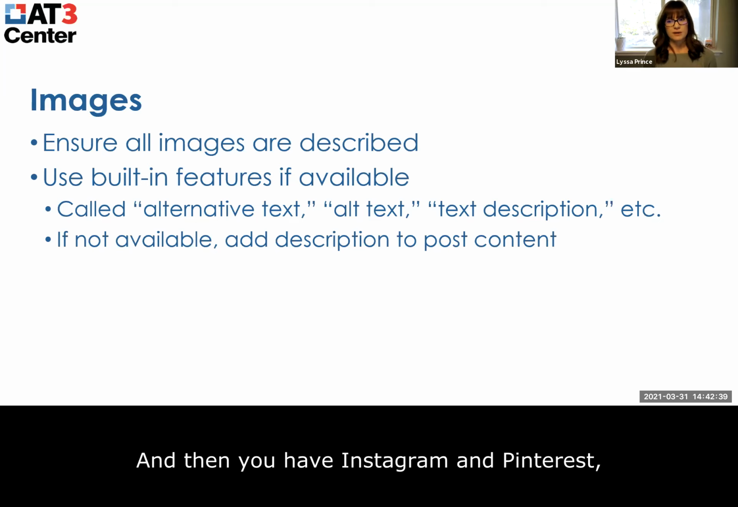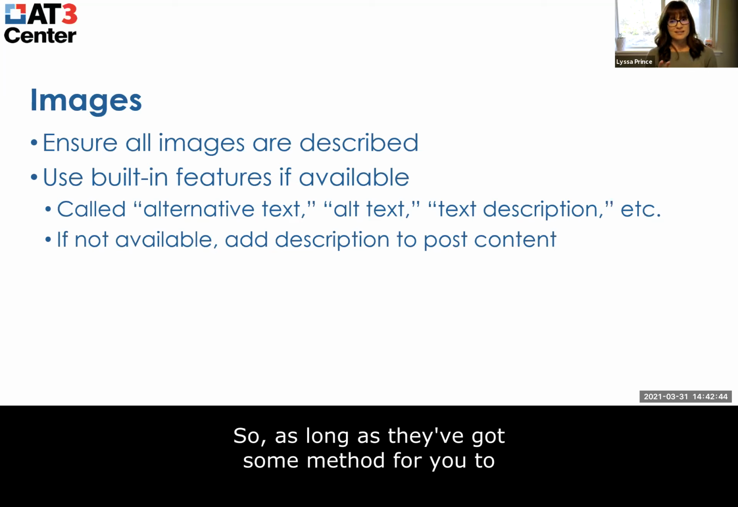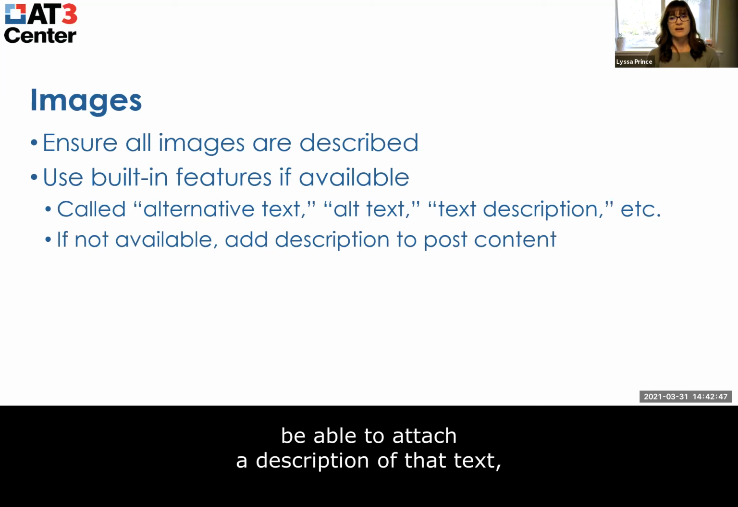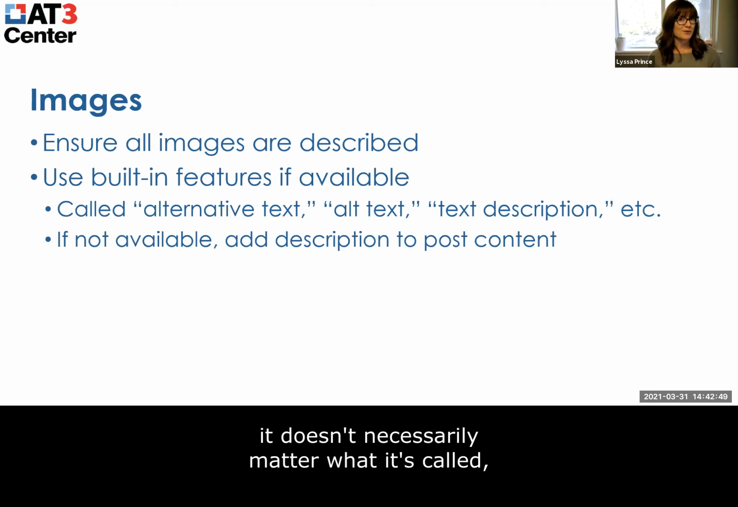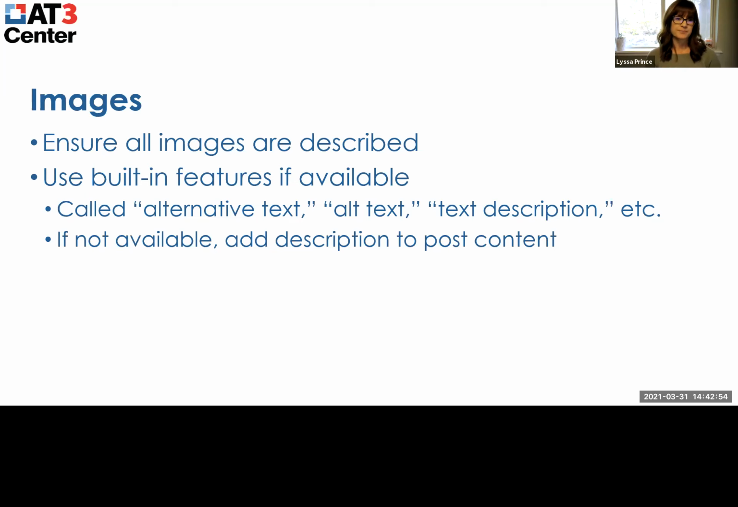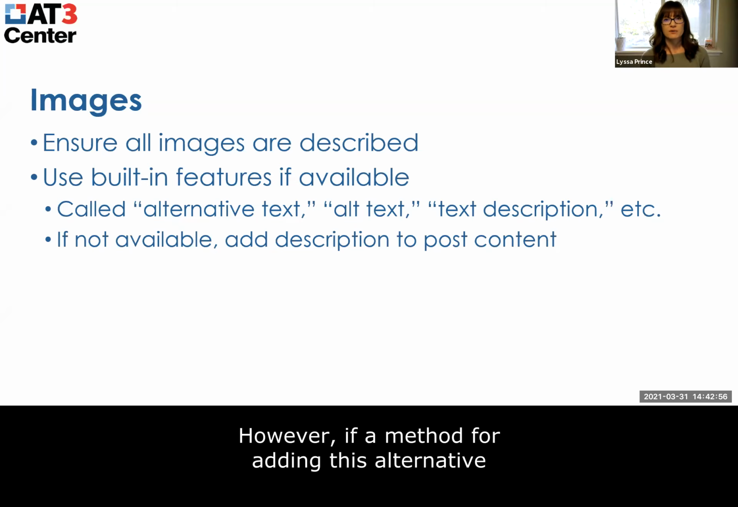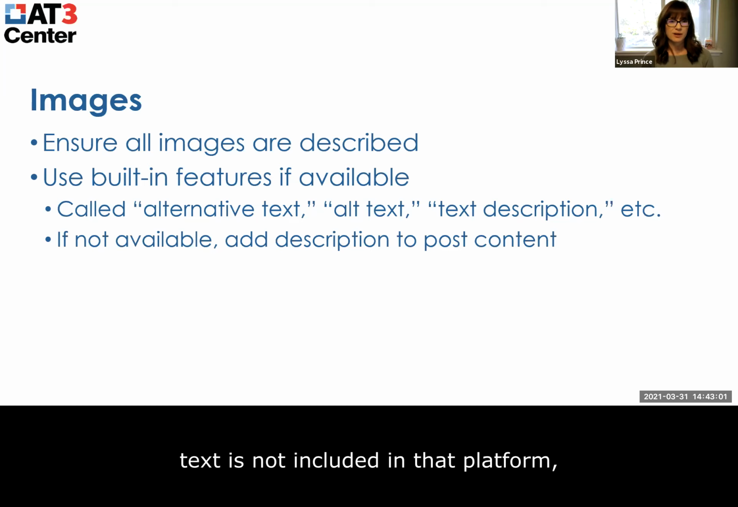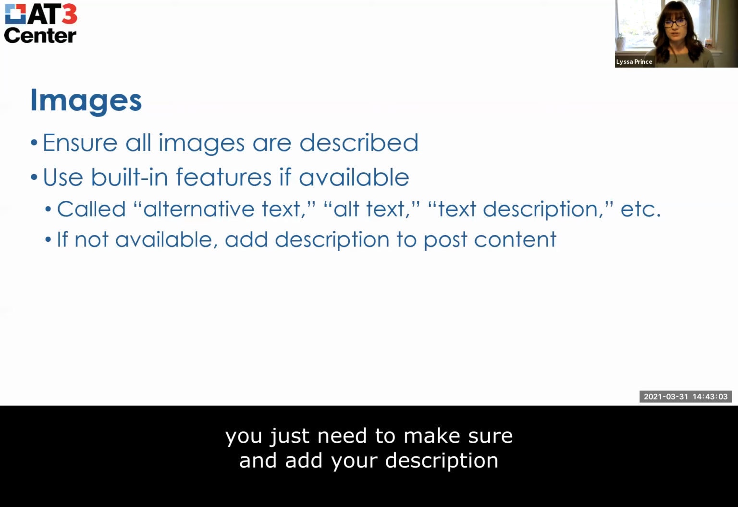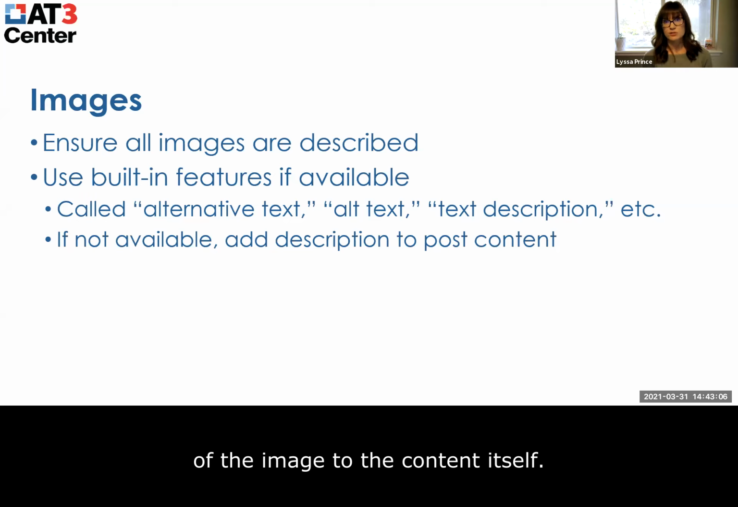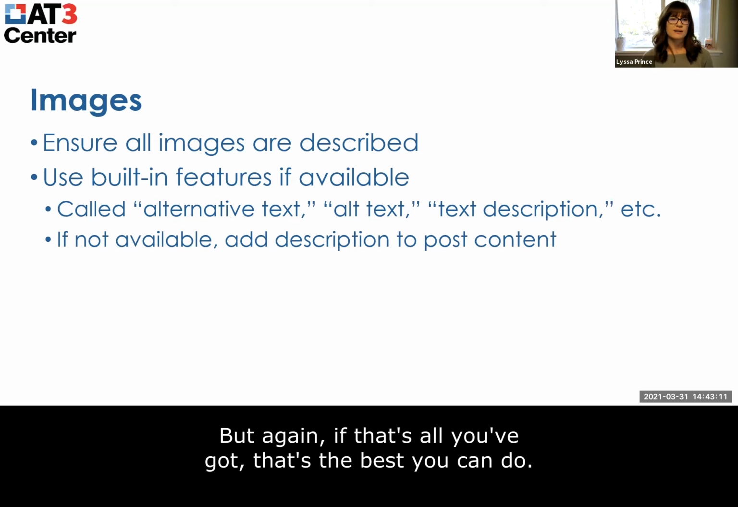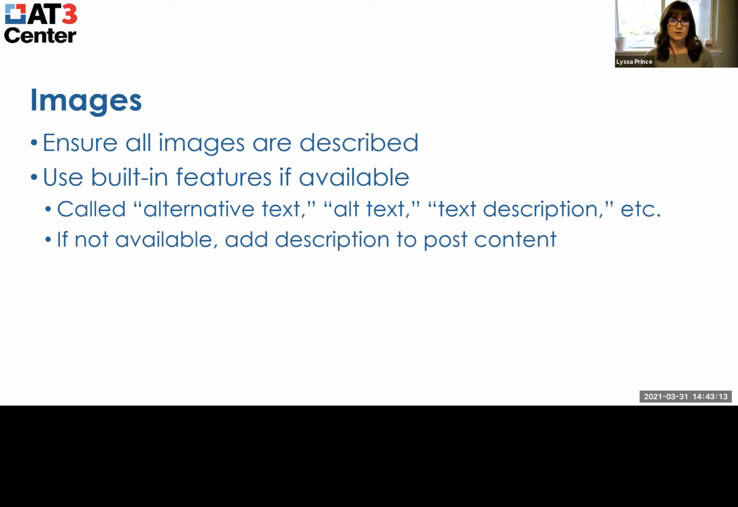And then you have Instagram and Pinterest, which actually call it a text description. So as long as they've got some method for you to be able to attach a description of that text, it doesn't necessarily matter what it's called. It just needs to be there. And if it is there, go ahead and use that one. However, if a method for adding this alternative text is not included in that platform, you just need to make sure and add your description of the image to the post content itself. So that's maybe not the best option, but again, if that's all you've got, that's the best you can do. You're covering your base there.